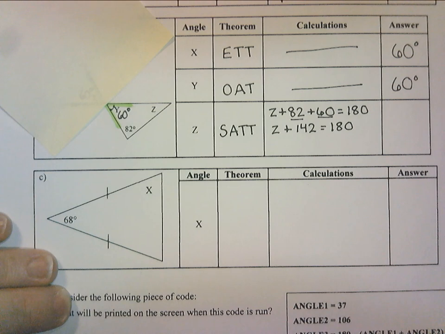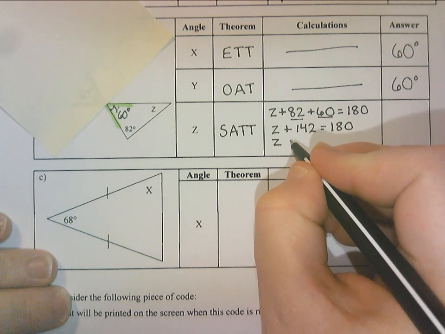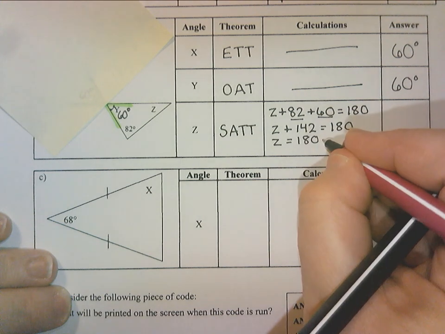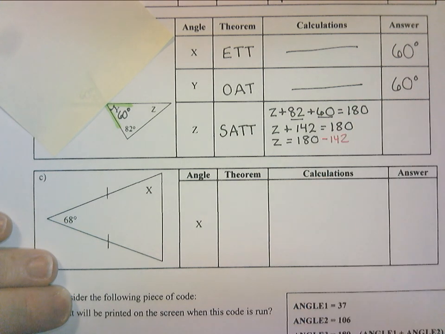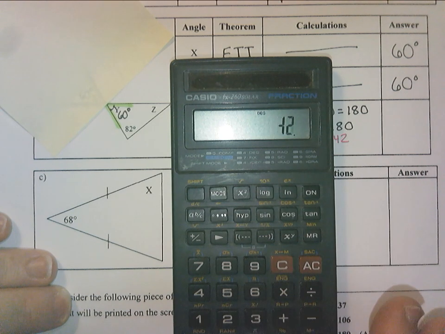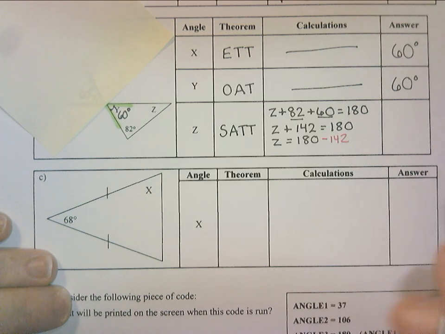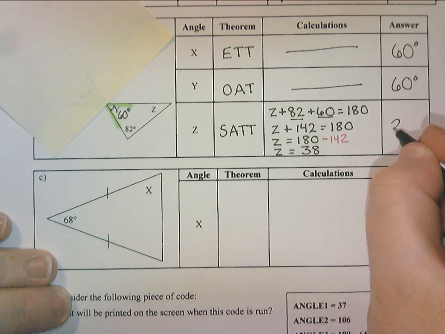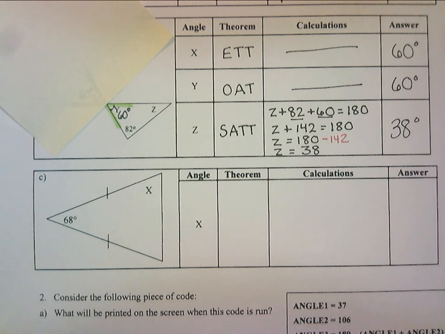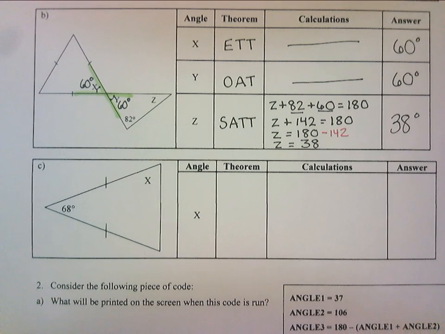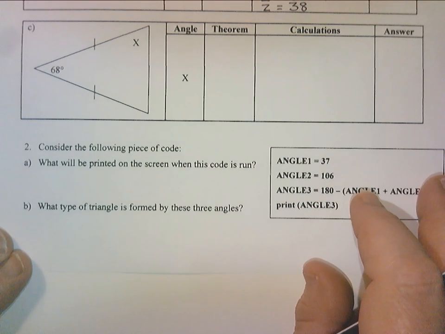And then I'm going to solve by subtracting 142 degrees from that other side. So 180, take away 142 is 38. So Z is 38 degrees. Okay, we have one more question in this section, and that is this one.